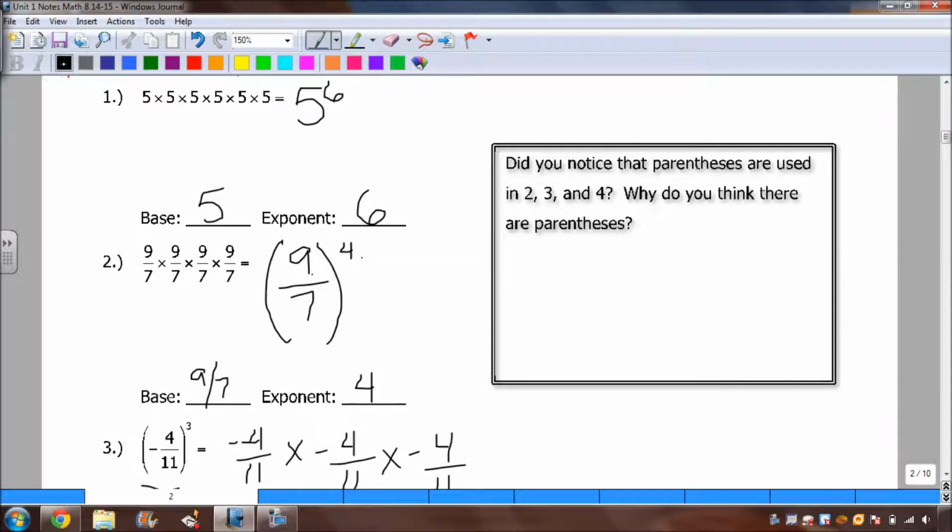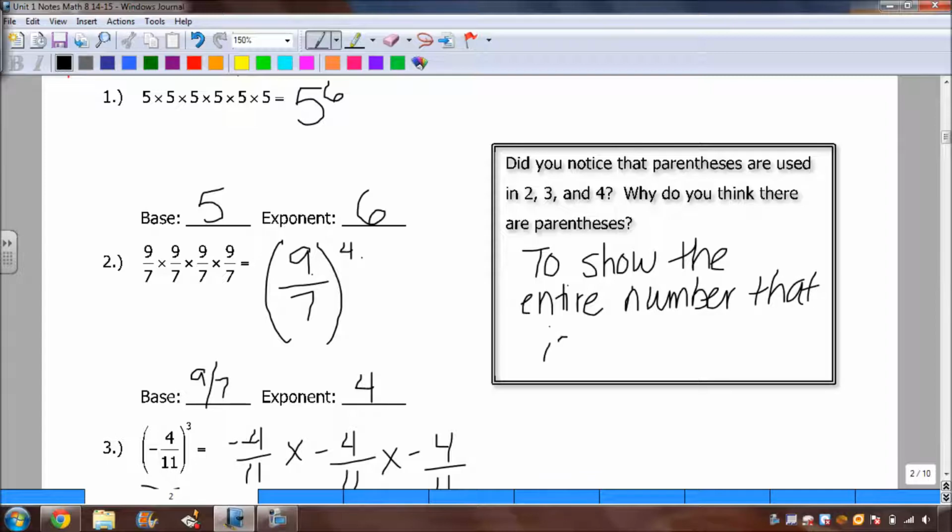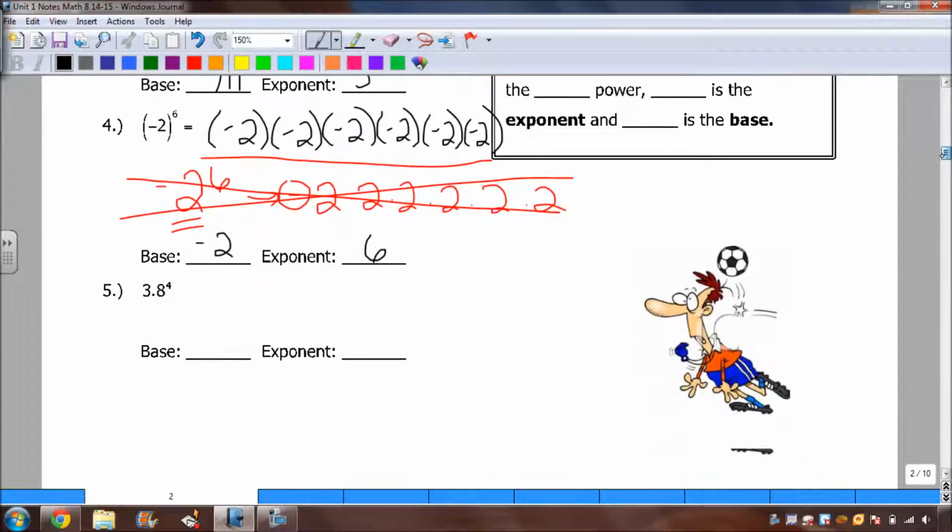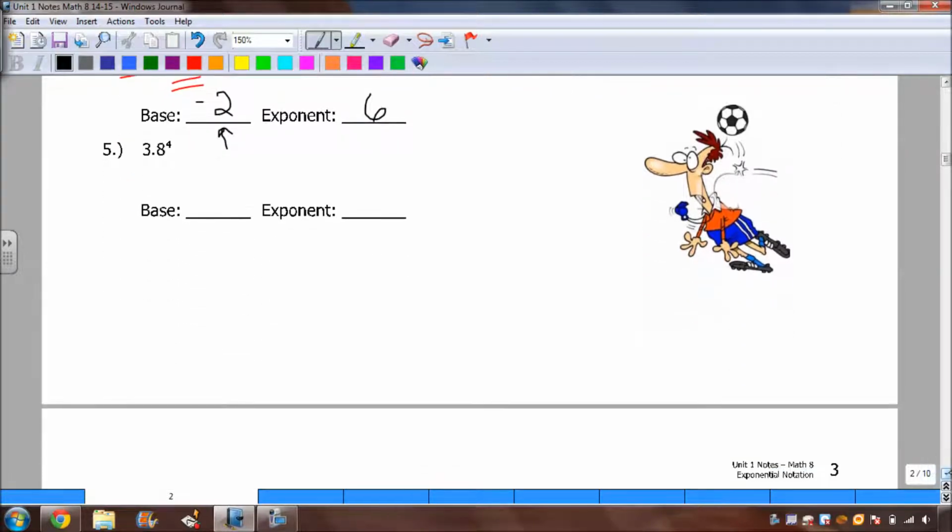So the reason why we need to have parentheses is to show the entire number that is the base. So again, if you look back right here in number 4, without the parentheses right here, the base would have been +2, not -2. Okay, so go ahead and try question number 5, and then press pause before you move on. Try number 5 individually and then come back to me to see how you did.